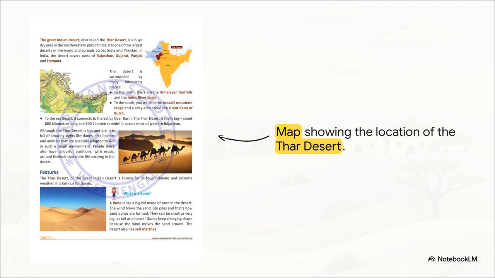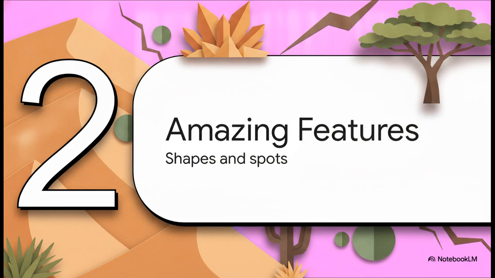Well, if you look really closely, you'll see it covers parts of Rajasthan, Gujarat, Punjab, and Haryana. Mostly, though, it's right there in western Rajasthan. Right to the south of it, we have the Aravalli mountain range, and to the west, it crosses over into our neighboring country, Pakistan. It is literally massive, about 800 kilometers long. So just remember, the Thar Desert is a massive dry region, mostly in western Rajasthan, stretching all the way over to Pakistan.